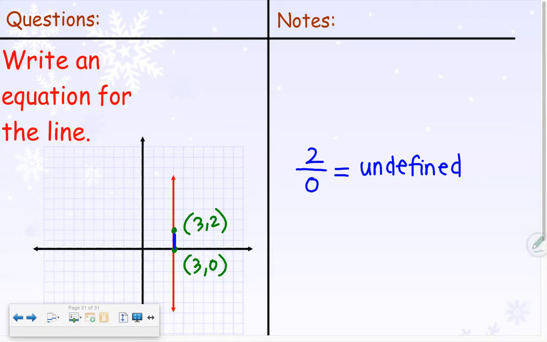So this line is going to be written differently. You'll notice what's in common between my ordered pairs is that 3. My x value is 3. So our line is crossing the x-axis at positive 3, so we just write it as x equals 3. Our line never crosses the y-axis, so we don't even have an equation similar to all the others. The way we write this equation is x equals 3.